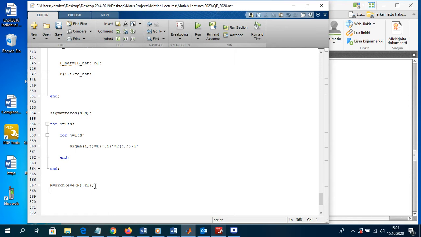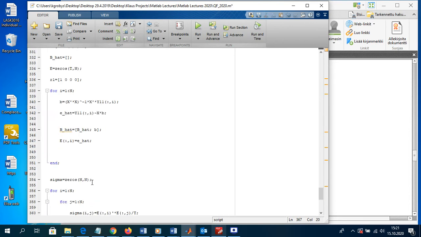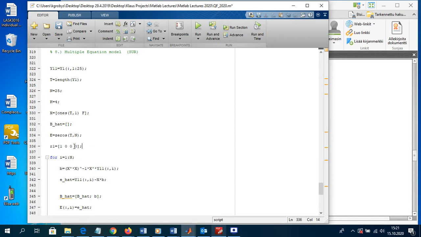So next, the formula is very simple, obviously. We just need the Kronecker product. We multiply the identity matrix with our predefined R1 vector here, which gives us which parameter in each equation is to be tested, and it's the alpha, the first one.